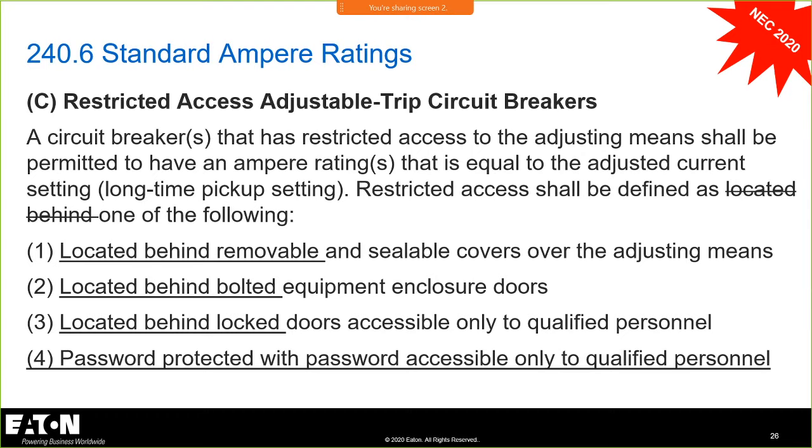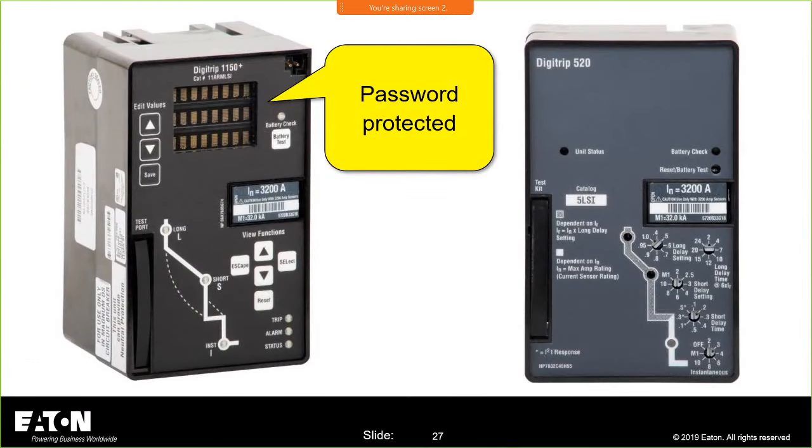So that's one option. Located behind bolted equipment enclosure doors. That's another. Located behind locked doors, accessible only to qualified persons, or, and this is the one that we really added, password protected with password accessible only to qualified personnel. And you know, the electronic trip units that we have today, these types of devices are password protected.